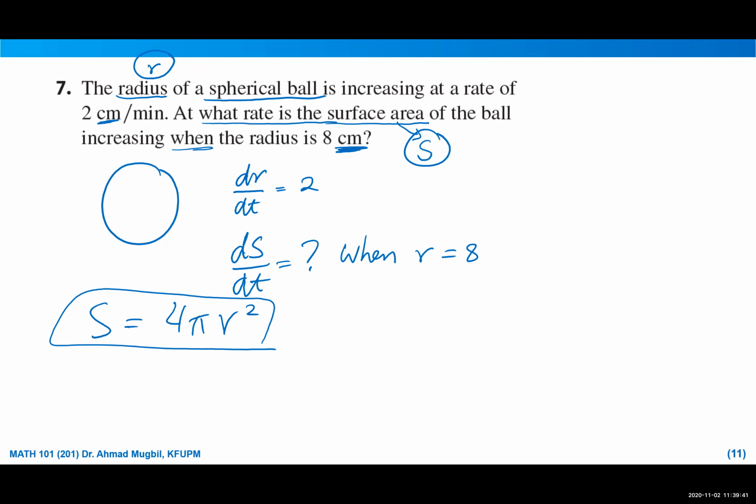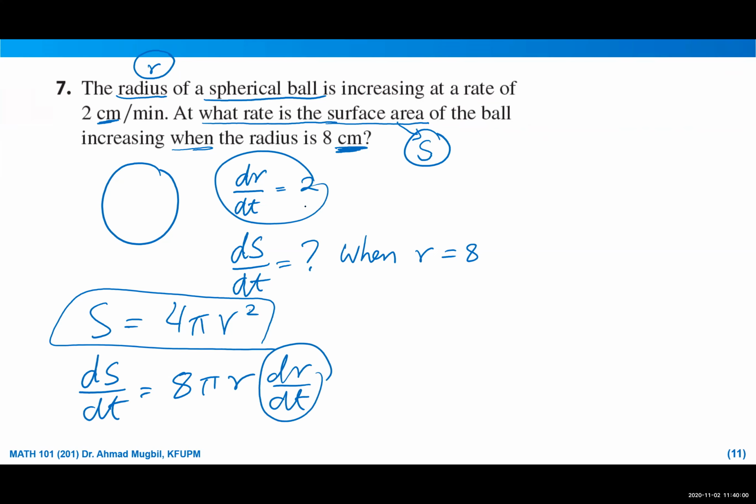So now what you will do, just so easy now, ya Shabab. You will differentiate both sides. So it will be 8 pi r, don't forget, times dr/dt. We differentiate both sides with respect to t by using the chain rule. Now I have this. Khalas. Substitute directly, it is solved. This will be the final answer.